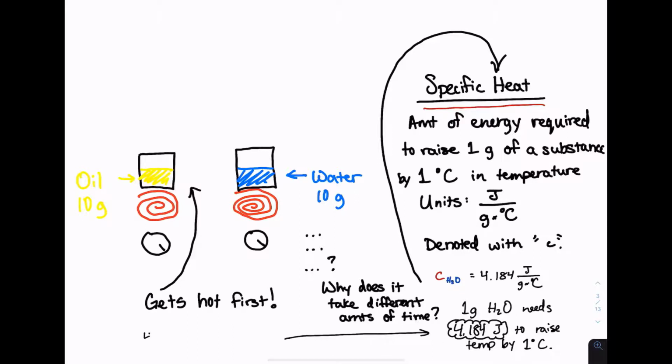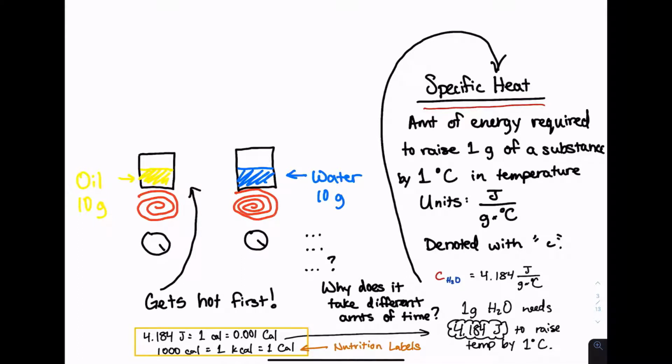4.184 joules is also equal to 1 calorie, and this is a lowercase calorie. But this is meant to be a similar calorie to the ones that you find on nutrition labels. However, it takes 1,000 of these little calories in order for you to have 1 kilocalorie, which is equal to 1 capital C calorie. This capital C calorie, this is the one that you find on nutrition labels, right?